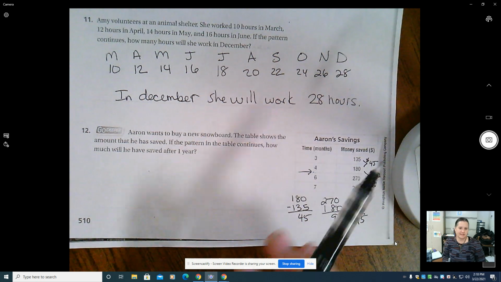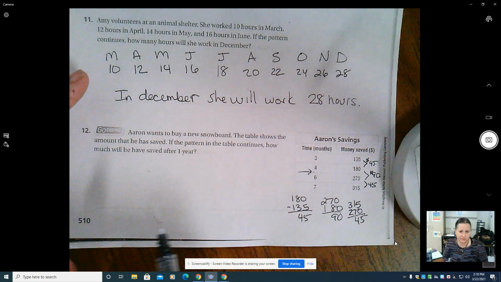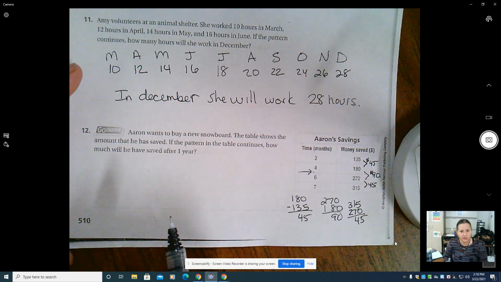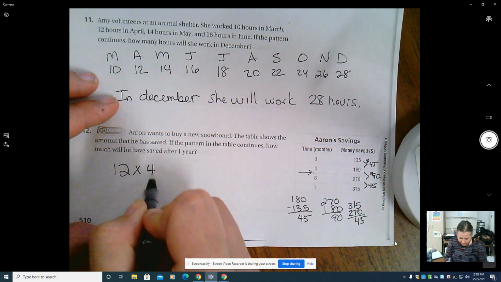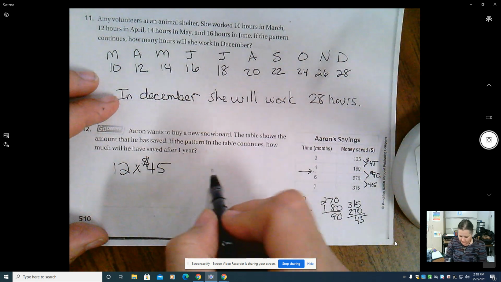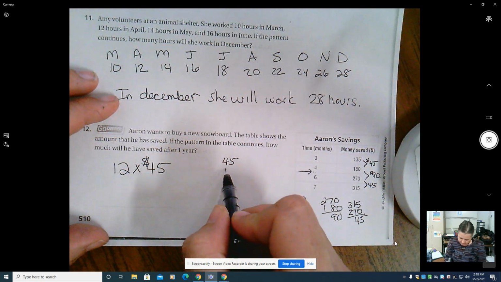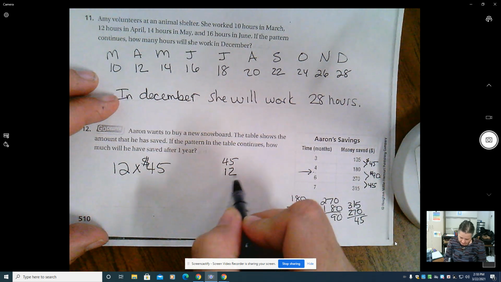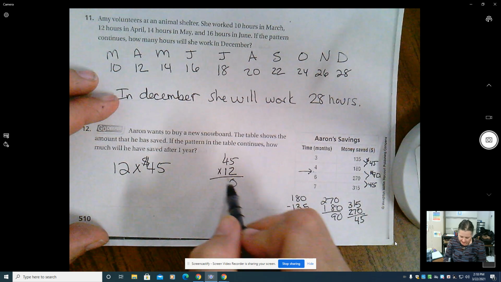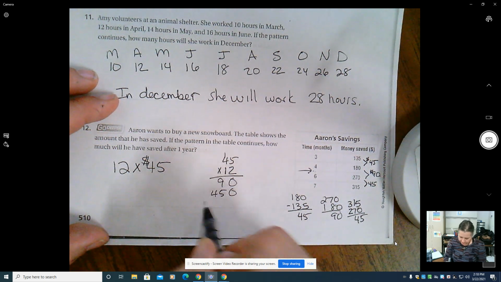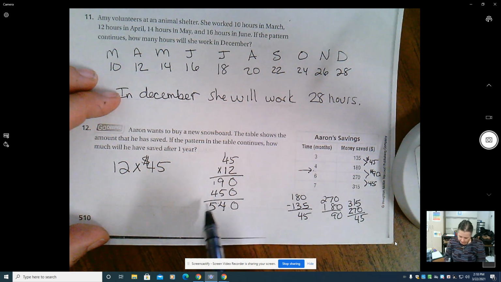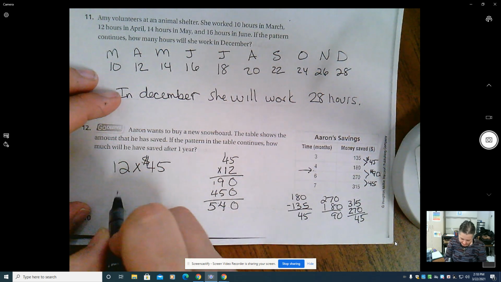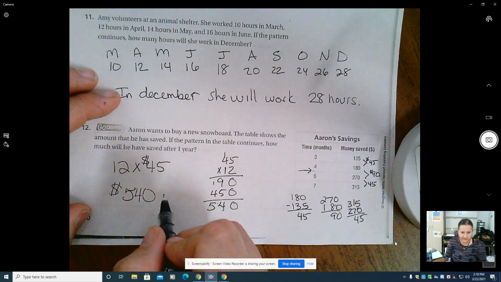So let's look at what it's asking us to do. Aaron wants to buy a new snowboard. The table shows the amount that he has saved. Right? If the pattern of the table continues, how much will he have saved after a year? So there's 12 months in a year. 12 times the $45 a month that he is saving. We're going to go ahead and multiply that, because it doesn't ask us for an equation. It actually asks us to solve this problem. And we get $540. He will have saved $540.